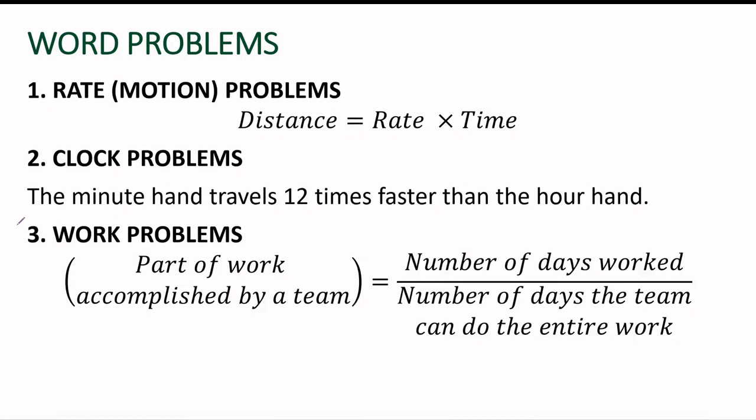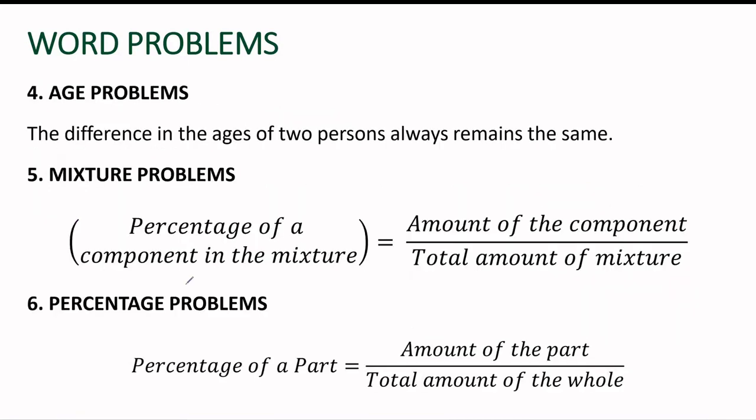Four, age problem. The difference in ages of two persons always remains the same. Then mixture: the percentage of a component in a mixture is equal to the amount of the component divided by the total amount of the mixture. Number six, percentage problem. The percentage of a part is equal to the amount of the part divided by the total amount of the whole.